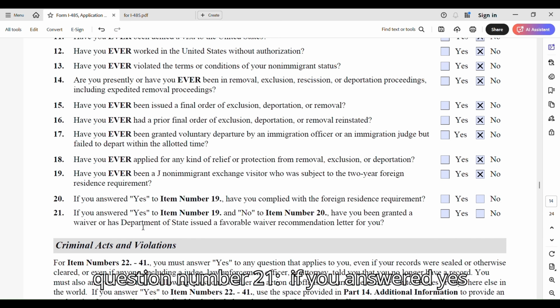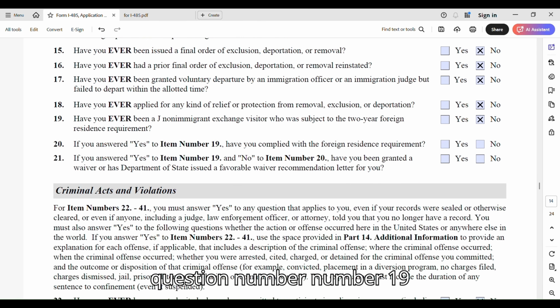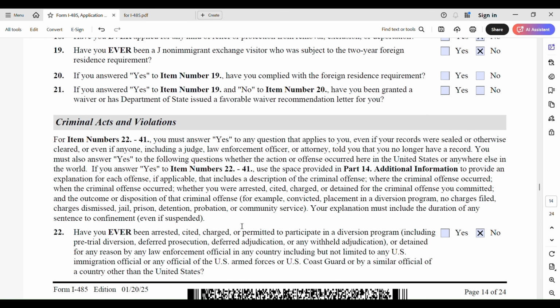Question number 21. If you answered yes to item number 19 and no to item number 20, have you been granted a waiver or has the Department of State issued a favorable waiver recommendation letter for you? It does not apply to me. So I answered no to question number 19.